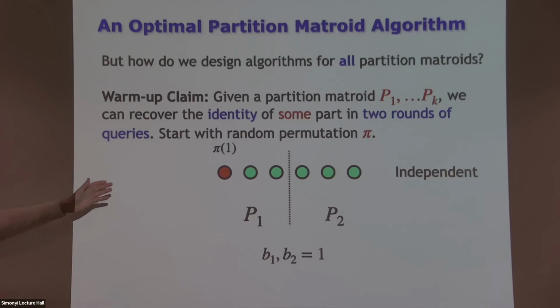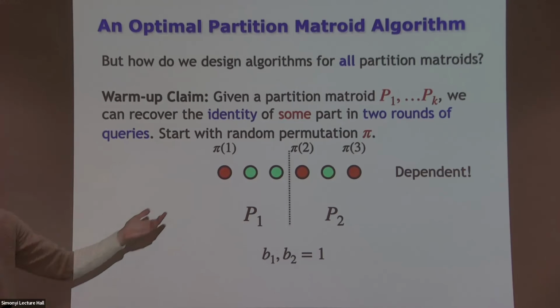Here, if pi of 1 was the first element, you would query just this element on its own. If pi of 2 is this other element in P2, then you also query that element, so pi of 1 and pi of 2. Maybe pi of 3 is this other element in P2, and again, you query pi of 1, pi of 2, and pi of 3. My point is that when you do this procedure, eventually you'll get your first dependent query. And I claim that it'll always be because you've exceeded the budget in exactly one of these parts. Here, for instance, you've only exceeded the budget in part P2.